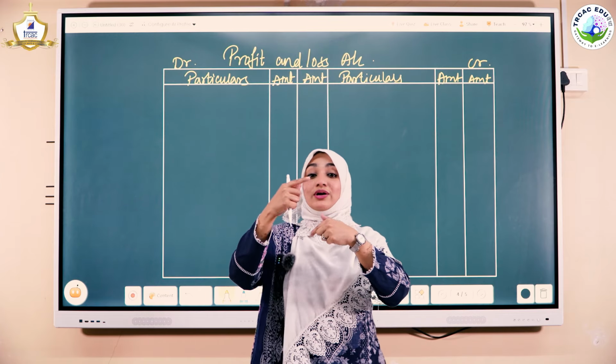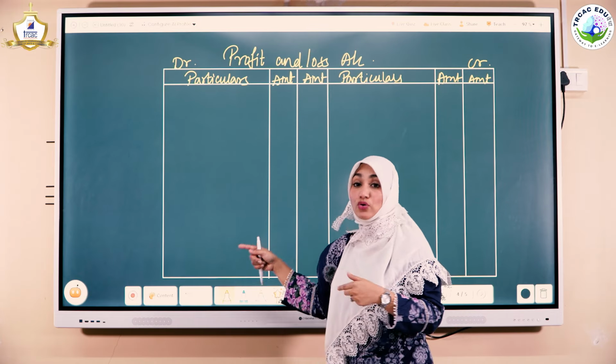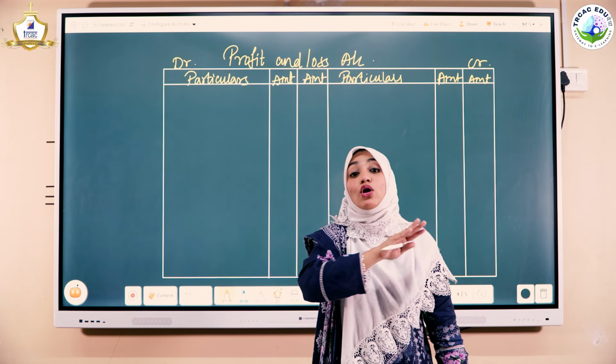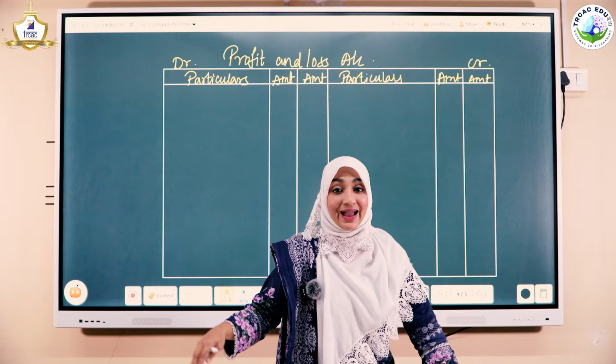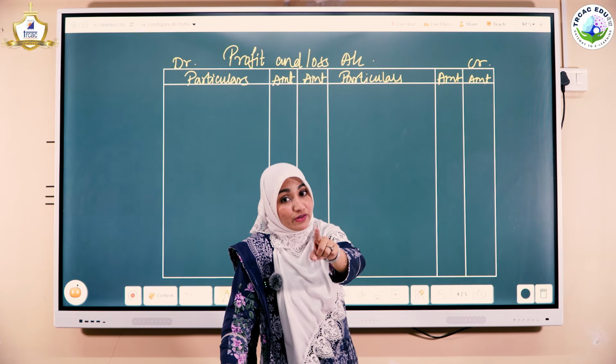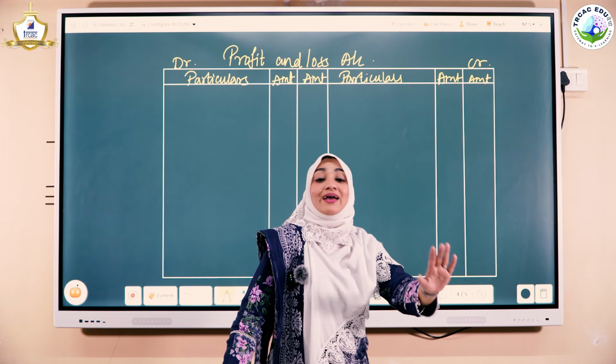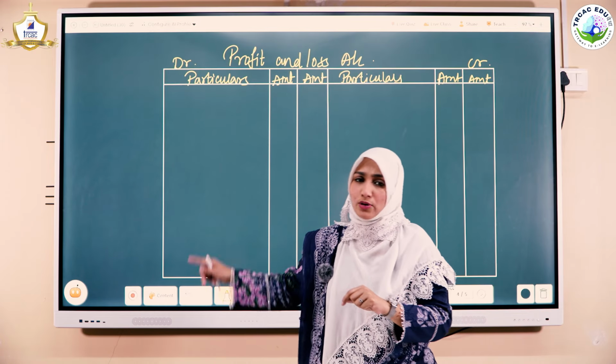Clear? So, debit side of profit and loss account will always cover all sorts of expenses. And credit side is very easy. I will give you later on. It is very simple and easy to understand. So, let us talk about debit side first.